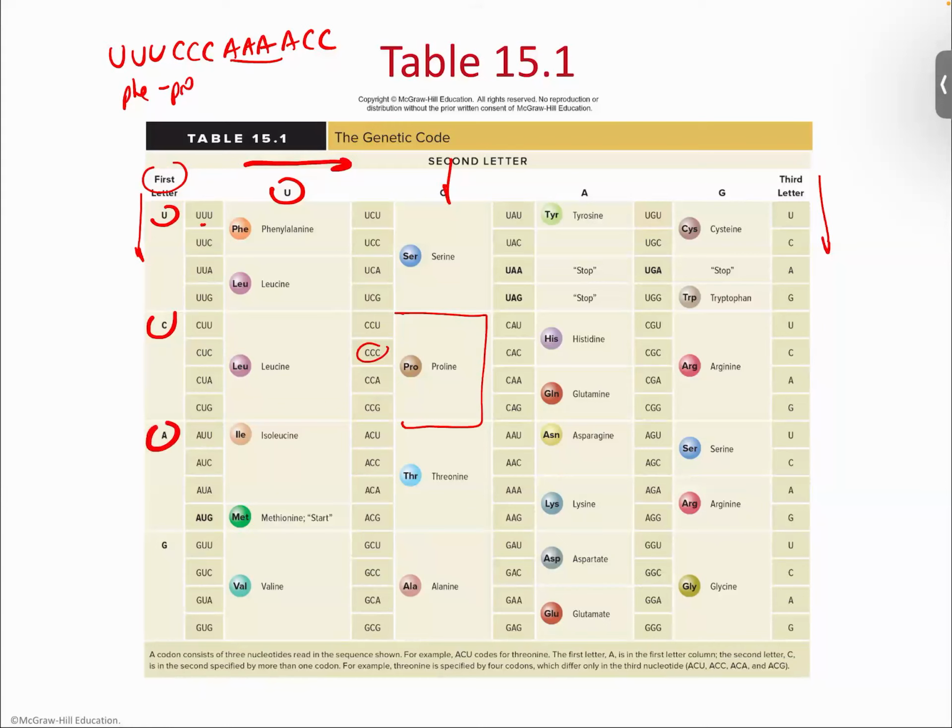AAA is going to be down here. If I move over to the A column, that's going to be right here, and then my AAA is right there. It's going to be a lysine. And then AAC, and back to A again. But now I want to go to A, and then my C is going to be right there. So that's going to be an asparagine. So that's basically selecting out your amino acids. So that's basically how you use the code.